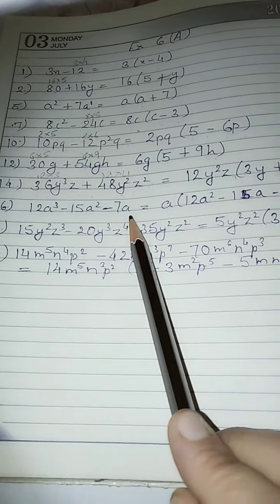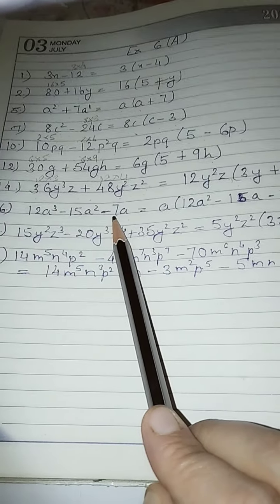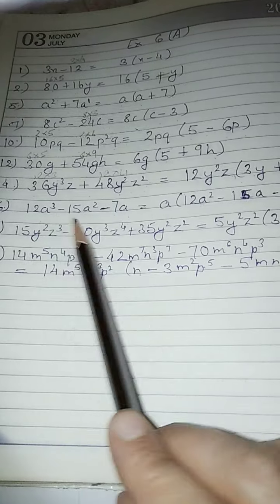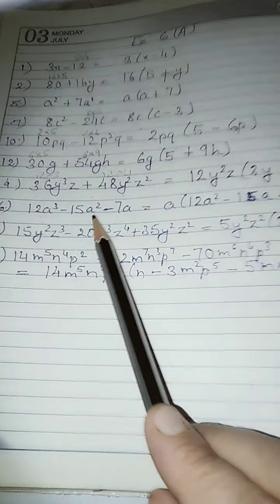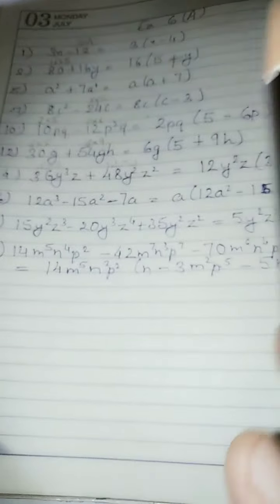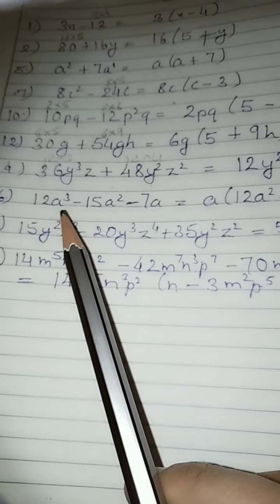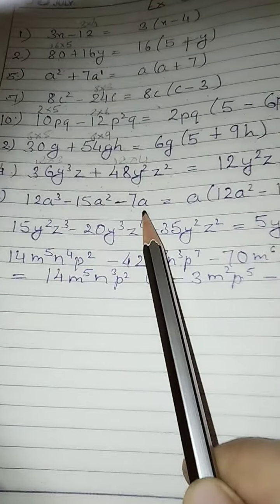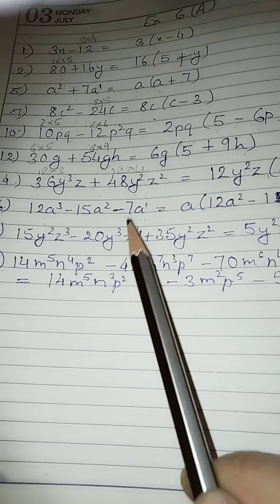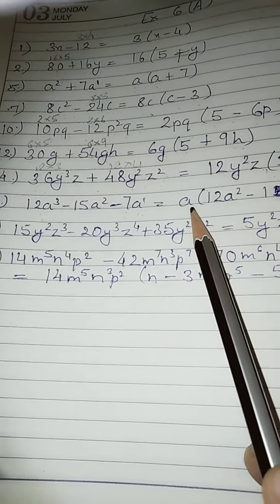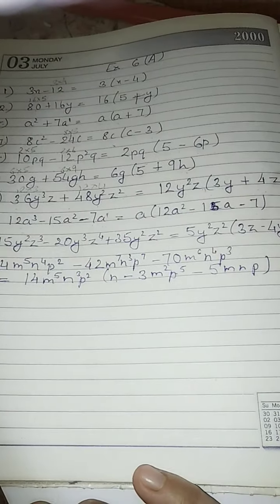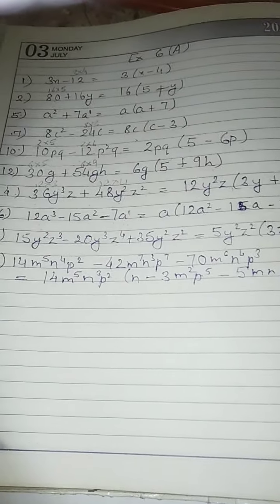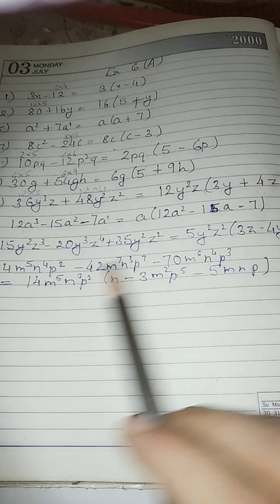Now here we have three terms, but the thing is the same. You have to see what is common in these three. Now see the constants 12, 15 and 7. We have nothing common between 12, 15 and 7. So let us see the variables: a cube, a square and a. A means power 1. So the smallest power of a is 1, that we will take as common, and the rest of the things we will write in the bracket. This is how we will factorize it.